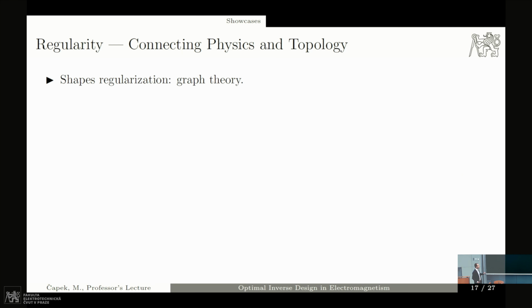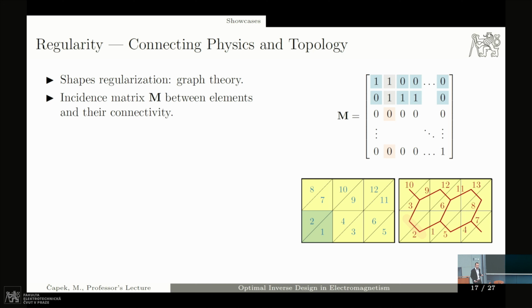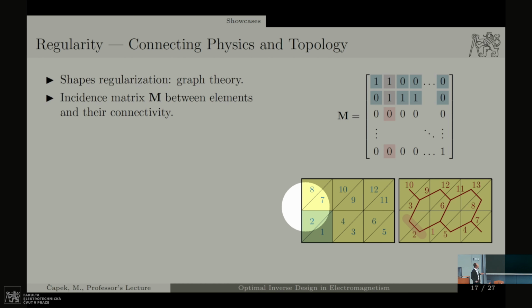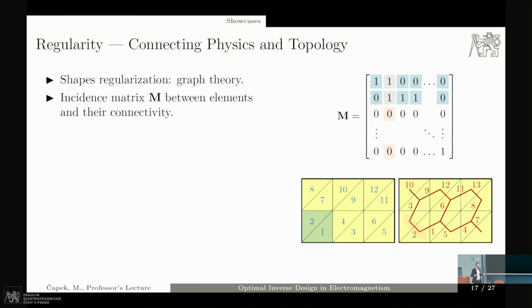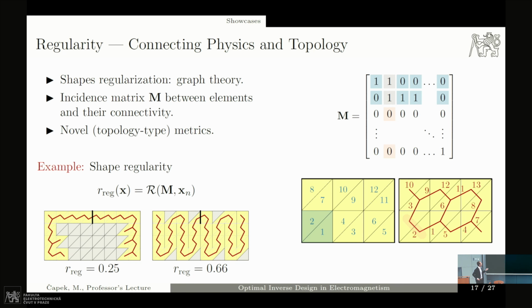So what we do as the post-processing step is that we regularize the shape. Basically, it's based on graph theory. You have two graphs or maps. One is the material elements, triangles made of material. It could be copper, silver, whatever. And you have the basis functions. That's the connectivity graph, how the material pieces are connected. And with this, you can construct incidence matrix and then set up some regularity metrics.